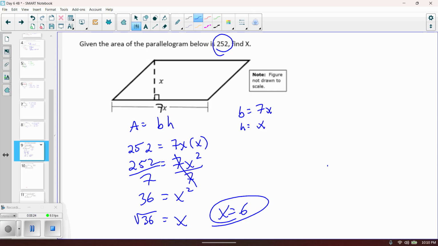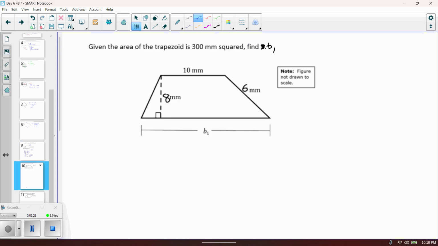Okay, moving on, we got a couple left. Given that the area of the trapezoid is 300 millimeters squared, so they told us the area, find B1. We want to find base 1. That's the one at the bottom. They told us base 2. That's up here. They told us the height. That's the one right there. And they also gave us that 6 millimeters thing on the right-hand side.